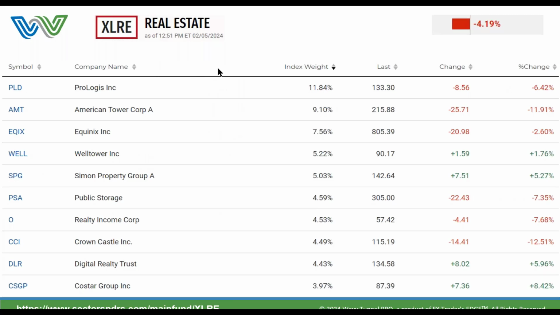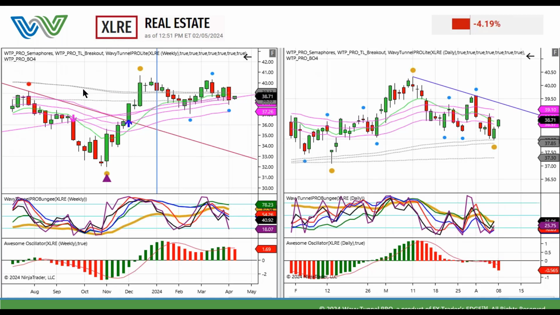And finally, real estate. Now let's just have a look. Yeah, okay, there are some that have done well, but we're going to look at PLD. So real estate, it looks similar to utilities, where price action is below the wave, the wave is below the tunnel, and not a great looking bullish picture, just not great.